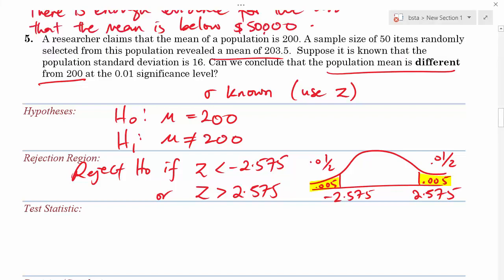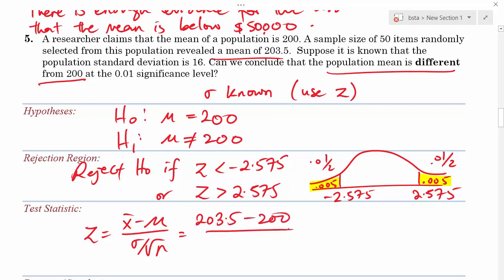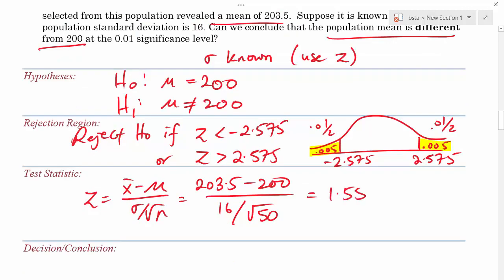Next, the next step is easy. You just need to throw everything in the formula and you'll be on your way. So X bar here is 203.5 minus 200. Sigma is 16 over root 50. Does anyone have a number for that? 1.55. You will not reject the null hypothesis?